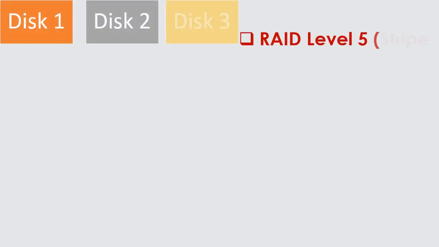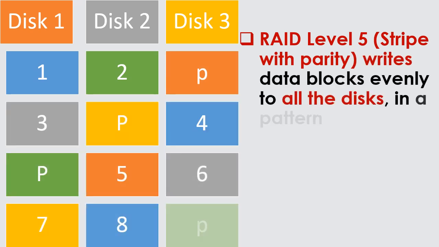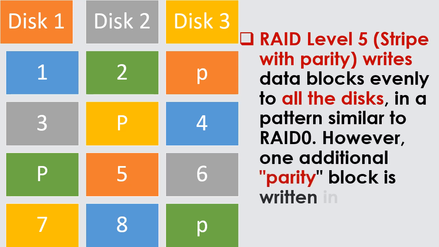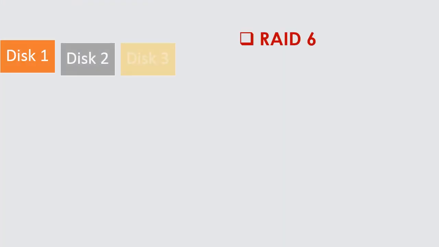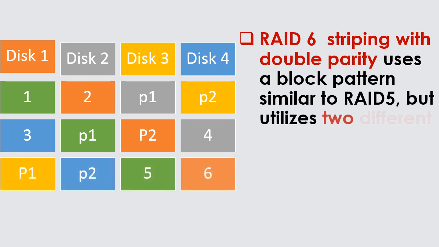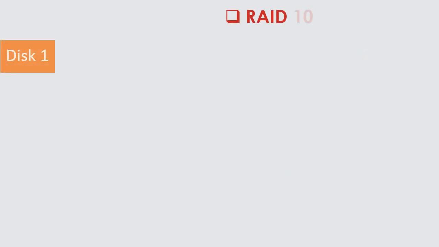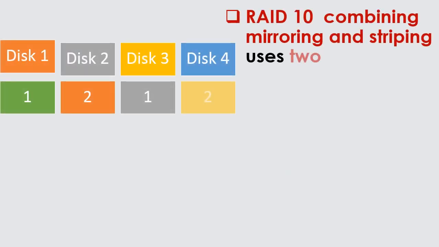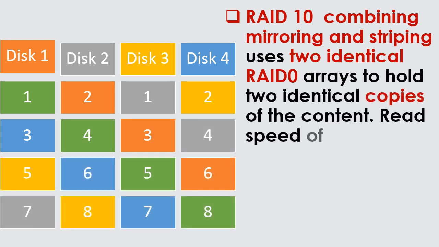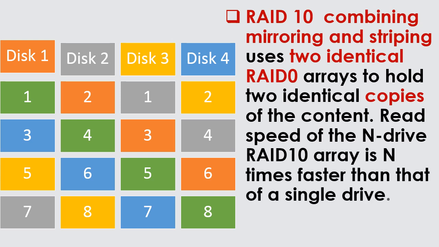RAID level 5, stripe with parity, writes data blocks evenly to all the disks, in a pattern similar to RAID 0. However, one additional parity block is written in each row. RAID 6, striping with double parity, uses a block pattern similar to RAID 5, but utilizes two different parity functions to derive two different parity blocks per row. RAID 10, combining mirroring and striping, uses two identical RAID 0 arrays to hold two identical copies of the content. Read speed of the N drive RAID 10 array is N times faster than that of a single drive.